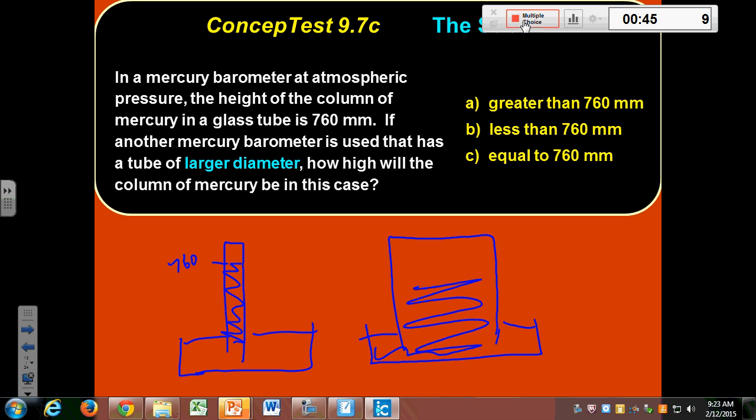One's really skinny, like they usually are, but then you say, well, I want to make a big old fat barometer. And how high then will the mercury go up into this tube? Will it go up a distance greater than 760, equal to 760, or something less?